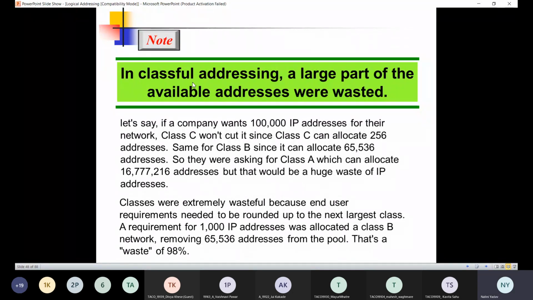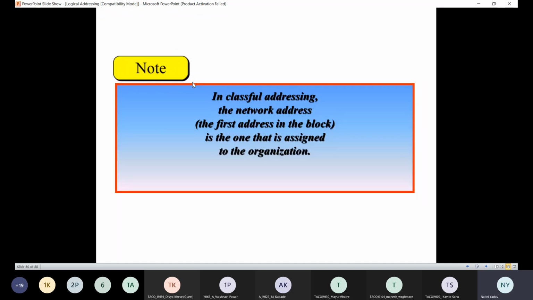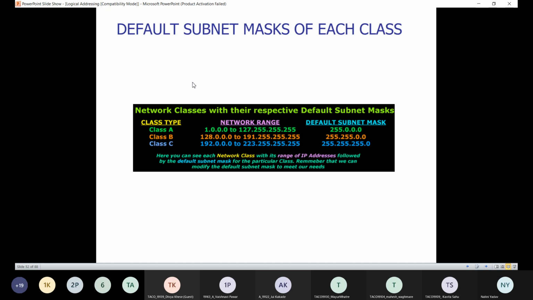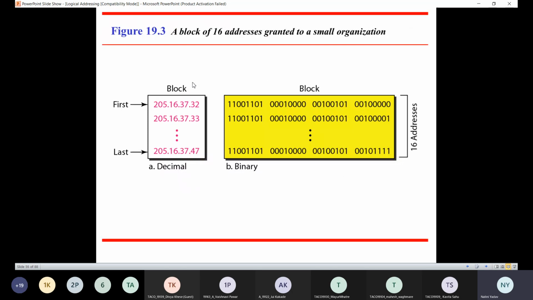Correct. Classes were extremely wasteful because end user requirements needed to be rounded up to the next largest class. A requirement for 1000 IP addresses was allocated a class B network, removing 65536 addresses from the pool. This is a waste of 98% of the IP addresses from that particular network. So I say that there is a huge wastage of IP addresses in classful addressing. Understood, all of you? Why is there a huge waste of IP addresses in classful addressing? Correct.